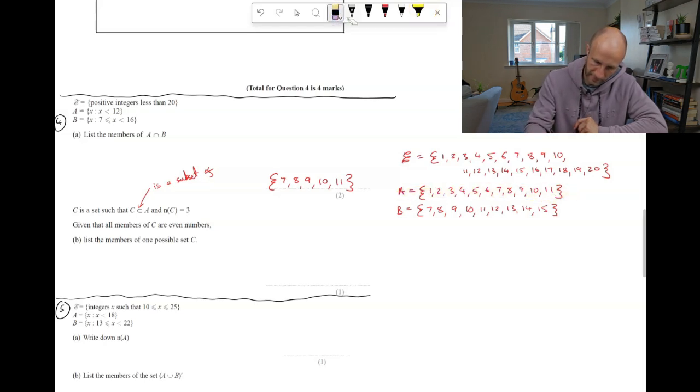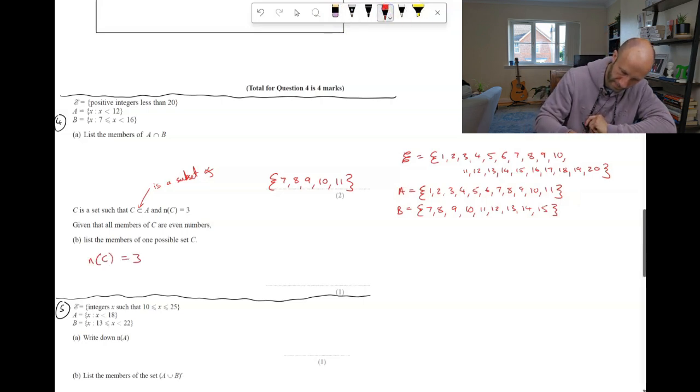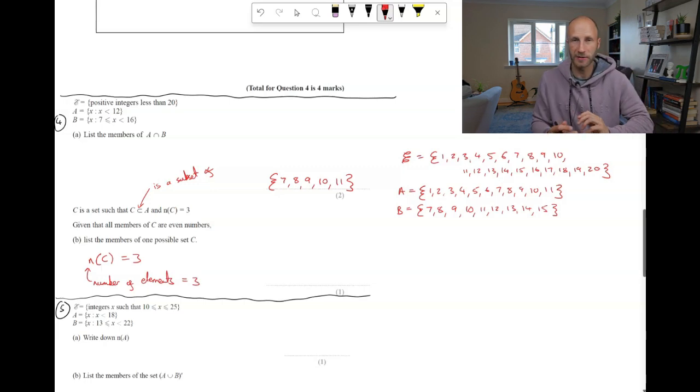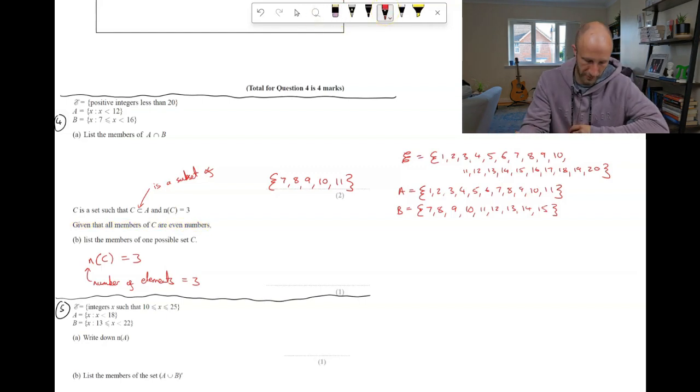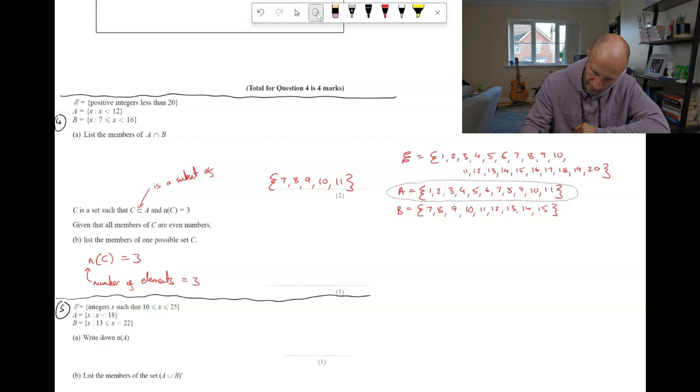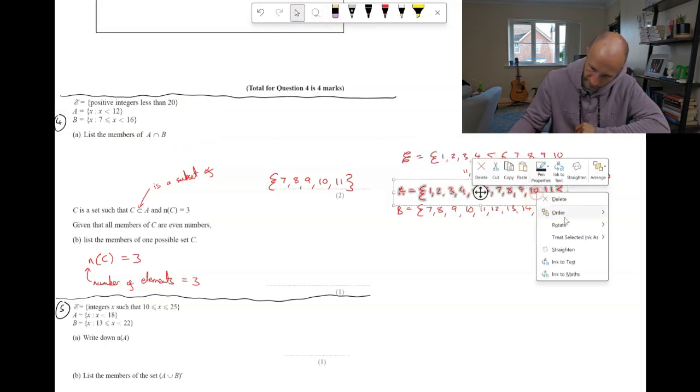It says that n(C) equals 3. Again, hopefully you remember, this just means the number of members or elements in the set C is equal to 3. So C has just got 3 things in it. The other bit of information is that C are all even numbers, so we can't have any odd. We need 3 things, none of them odd, and they've got to be a smaller part of A, so they've got to be within 1 to 11.